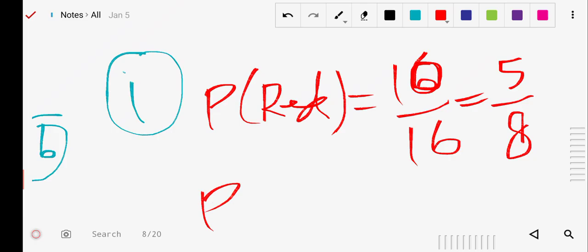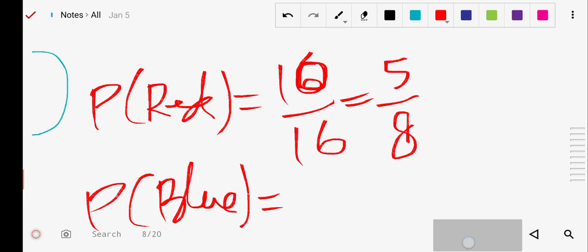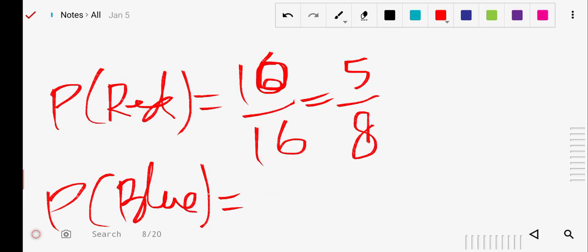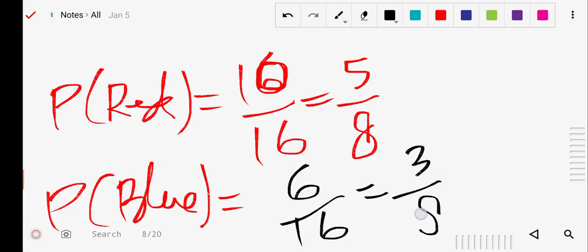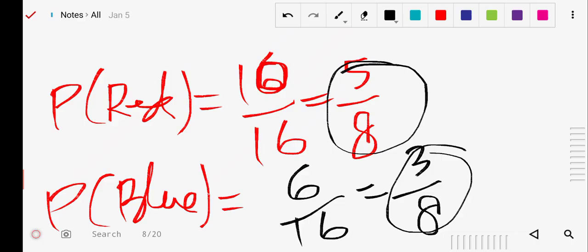Similarly, the next question is to get the blue ball. The probability of getting the blue ball: the total number of blue balls is 6. So 6 by 16. You can solve it and you will get 3 by 8. So these two are the answers of this question.